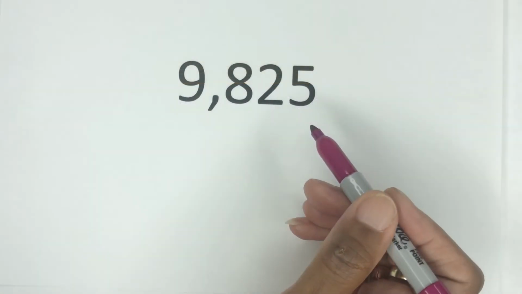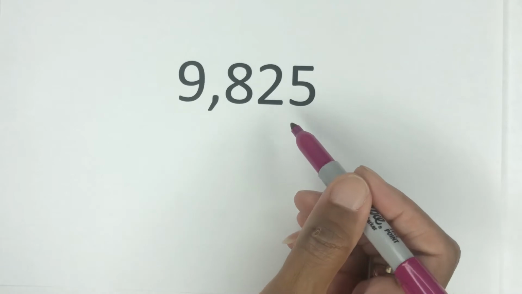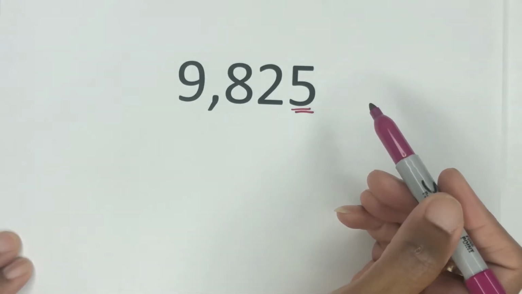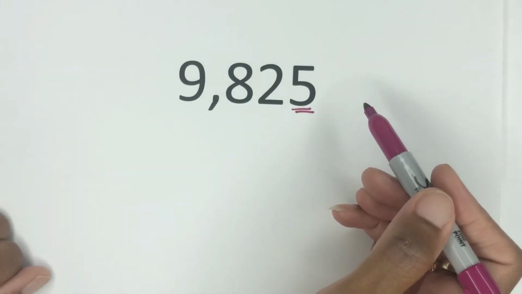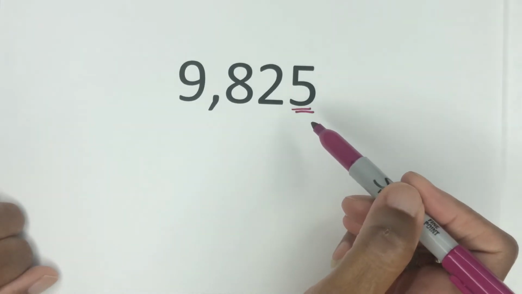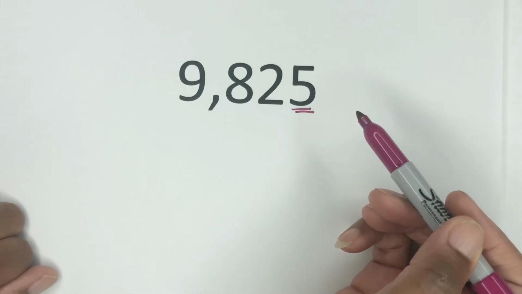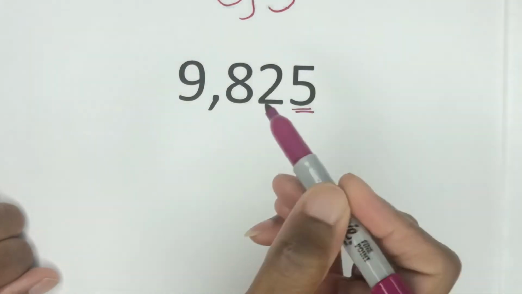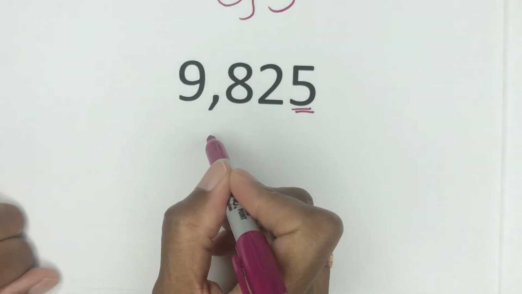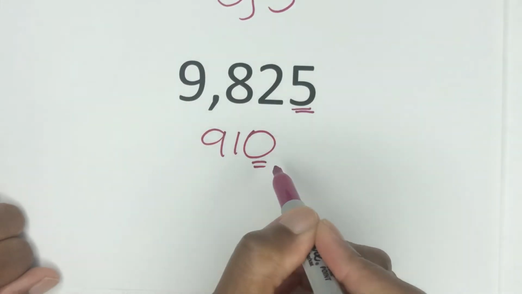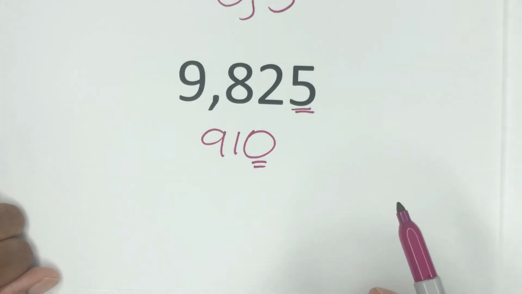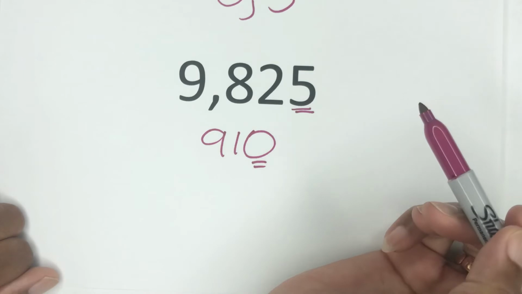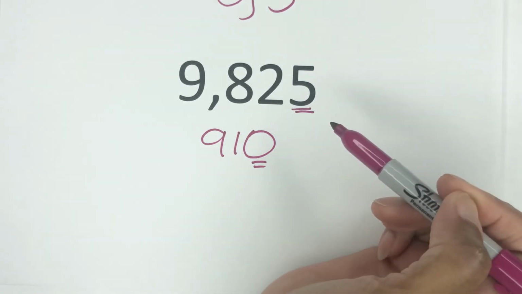You know a number is divisible by 5 if it ends in a 5 or a 0. So this number, 9,825, you know 5 can go into it. It can be divided by 5 because it ends in 5. So a 0 or a 5. If we had 910, it ends in a 0, so you know it can be divided by 5. So any number that ends in a 0 or a 5 can be divided by 5.